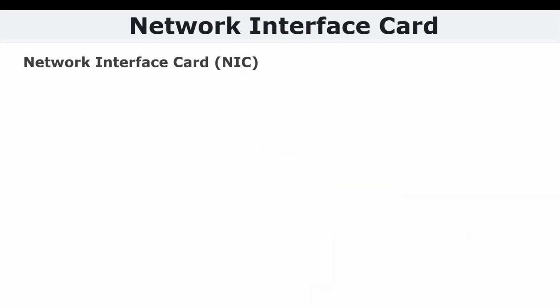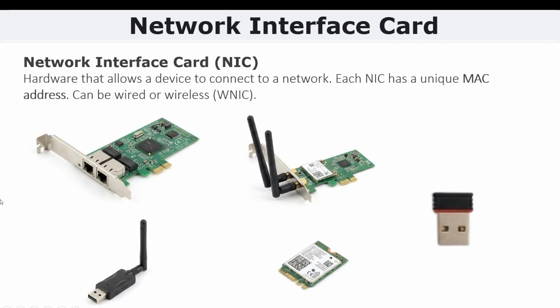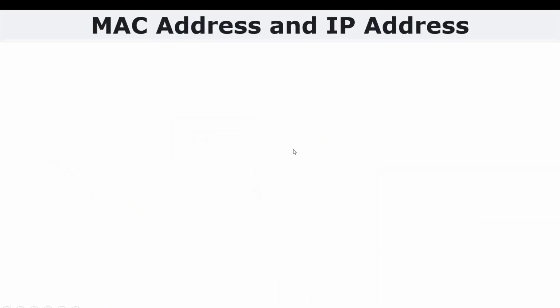For every network, there's a network interface card that allows the device to connect to a network, and each network interface card has a unique MAC address. There are two main types of network interface cards: the wired and the wireless, which is the WNIC. In this picture here, this is the wired one that has 2 ports, and the rest are wireless.